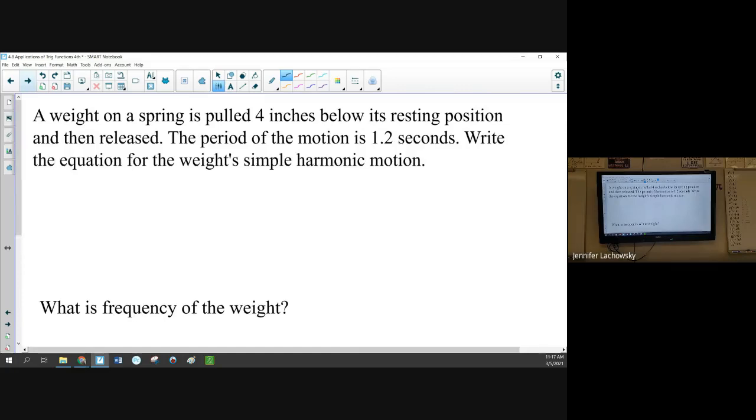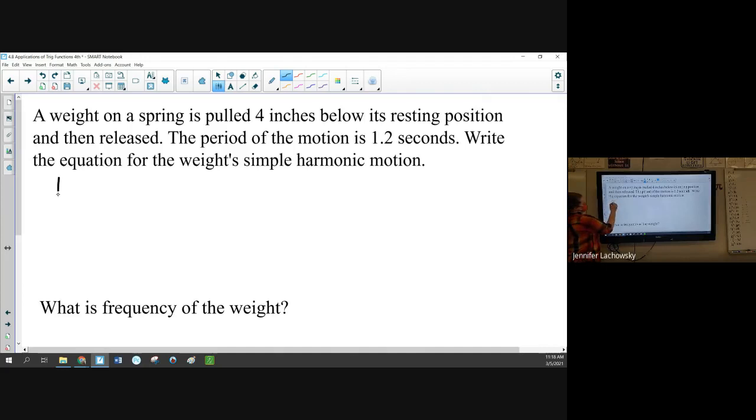Okay. A weight on a spring is pulled 4 inches below its resting position and then released. The period of the motion is 1.2 seconds. Write an equation for the weight's simple harmonic motion. Like I said, this is problematic because it should decay. But we'll say as if for a very short amount of time. So what do you think? A weight on a spring is pulled 4 inches below its resting position and then released. The period of the motion is 1.2 seconds. Write an equation for the weight's simple harmonic motion.